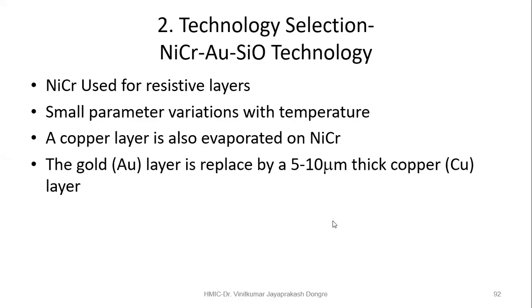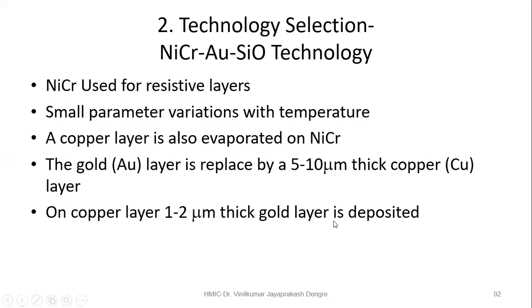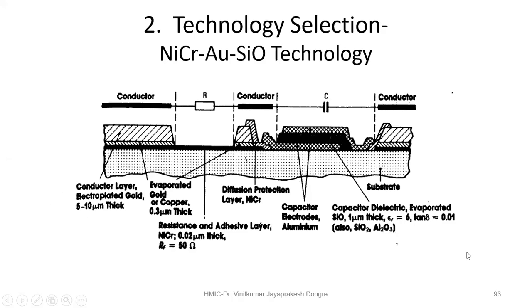And then next, on the copper layer, a 1 to 2 micrometer thick gold layer is deposited. The other metals, silver or copper, may have corrosion or oxidation, but on the gold this can be avoided. So 1 to 2 micrometer layer thickness is used here. This is how the technology is fabricated. Here is the circuit, and lower is the fabricated material. You can easily understand.